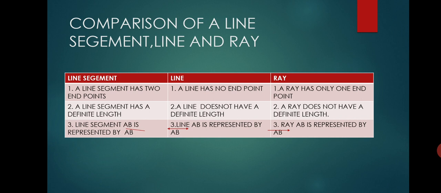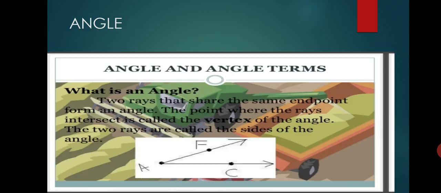The line segment AB is represented by AB and a bar or a line on AB. How will we represent a line? A line is represented by AB and a two-headed arrow on AB. A ray AB is represented by a one-headed arrow on AB, as it's shown here also.